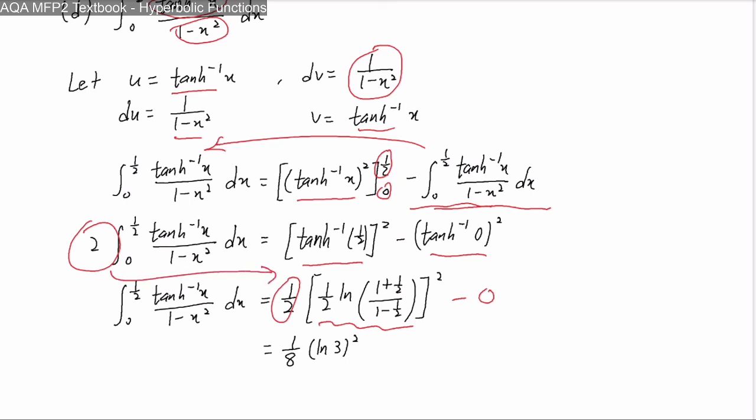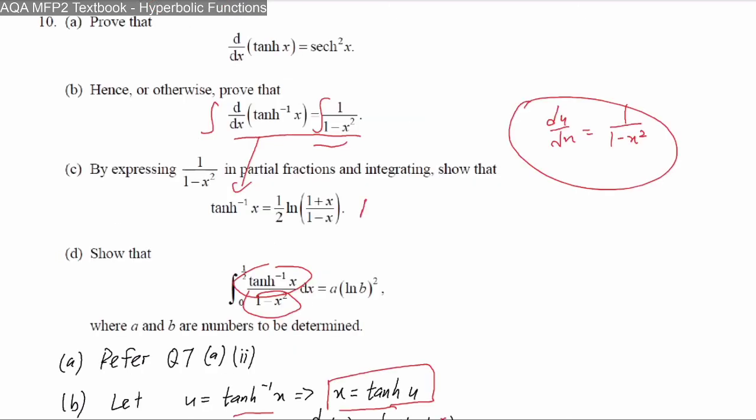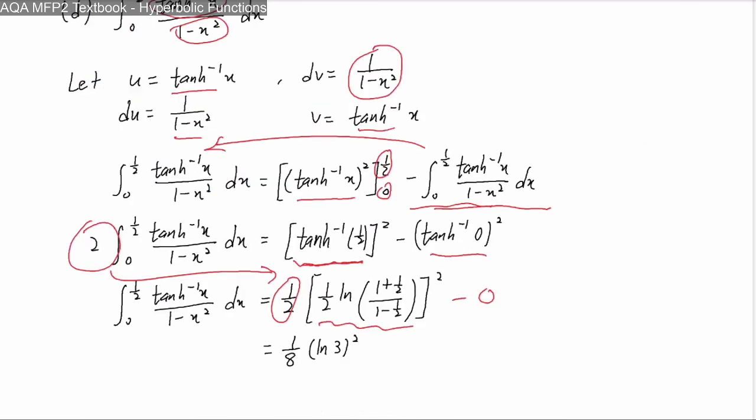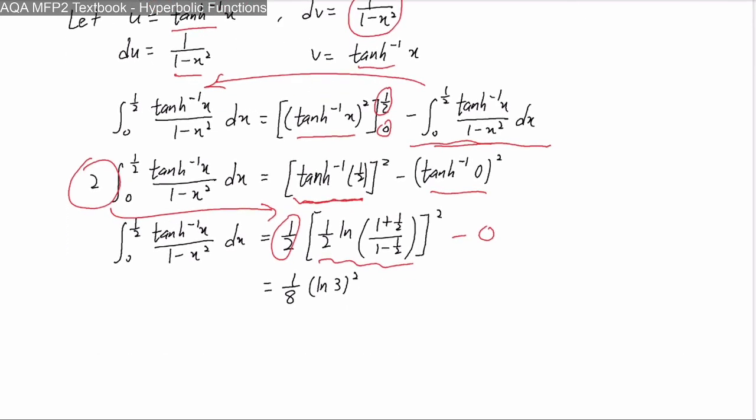How do we evaluate this arctan? The question itself is already helping us. We use this result to help us evaluate the arctan of half, so we don't even have to flip to the formula booklet. After evaluating everything, we should be able to get a nice value, which in this case is 1 over 8 ln 3, the whole thing squared, which is the form required in the question.